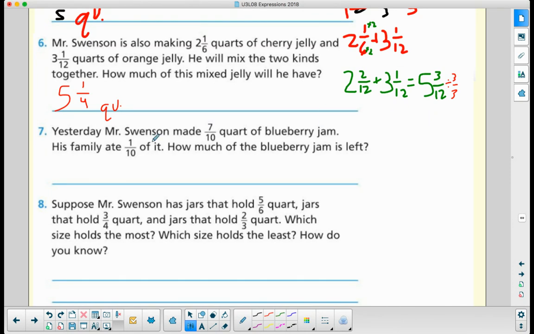Number 7. Yesterday, Mr. Swenson made 7/10 quarts of blueberry jam. His family ate 1/10 of it. How much of the blueberry jam is left? Now, when I did this on paper, I drew my diagram, and it really made this one super easy. So I'm going to show you my diagram.